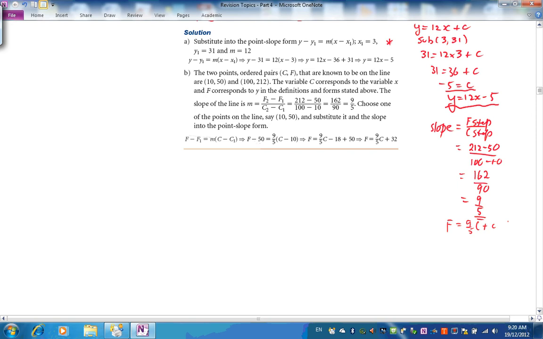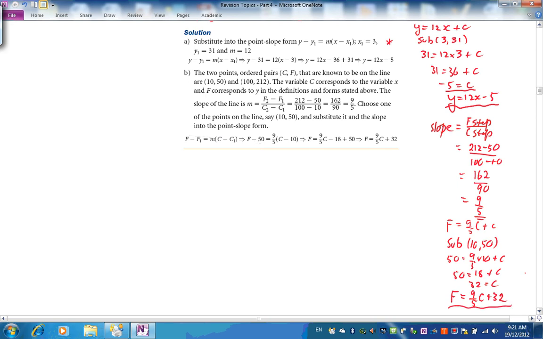Let's just come down a little bit. And then if we sub in one of the points, let's sub in the point (10, 50) might be the best. So here put 50 equals 9 over 5 times 10 plus c, which is 50 equals 18 plus c, or 32 equals c. So our final formula, this is actually a formula converting degrees Celsius to Fahrenheit, if you remember. So that's doing it another way.